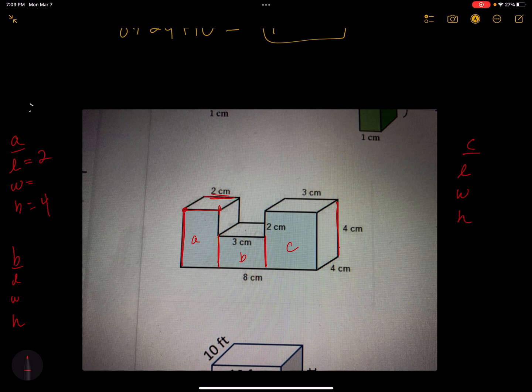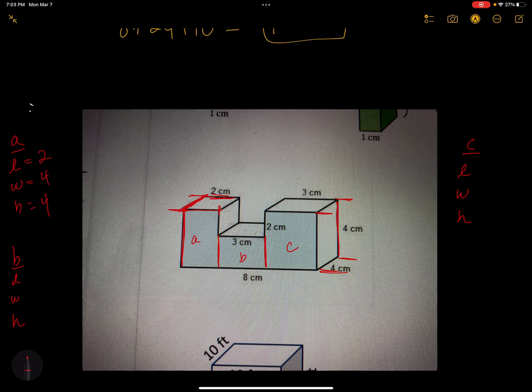Okay, and then do I know my front to back right here? Yes, I do. It is going to be 4. How do I know it's 4? Because the width of this whole thing right here is the same as this width, which is the same as this width right here. Okay, it's the same wide, so it's 4. Perfect.